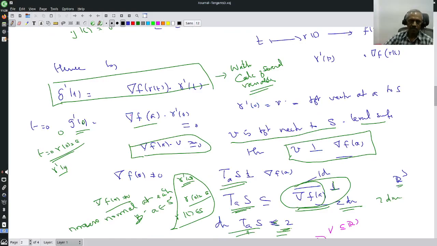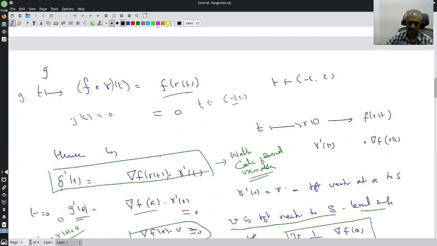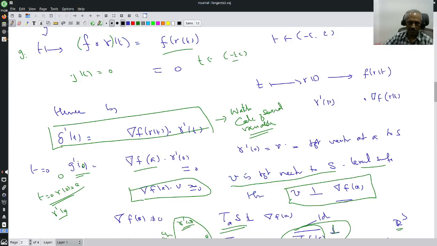Come back. Now what do I want to look at? I want to look at gamma prime 0, that is b. I want to understand that. Let's go back here. If I look at g prime 0, it is the gradient of F at a dotted with gamma prime 0, that is b. That means my tangent vector b is orthogonal to the gradient.